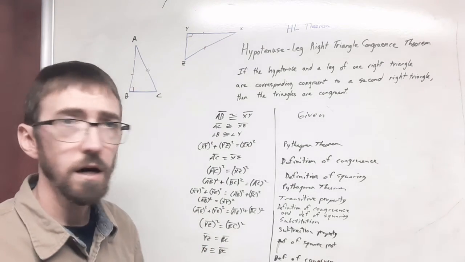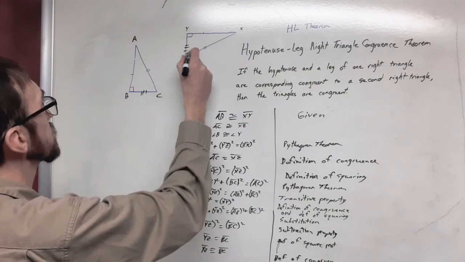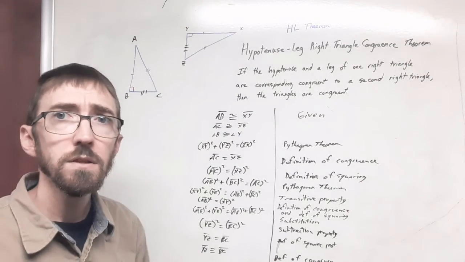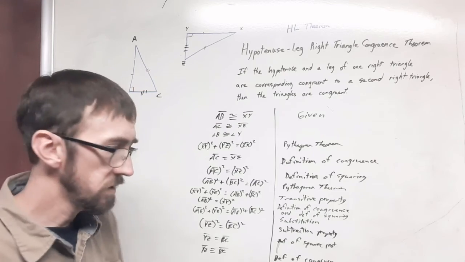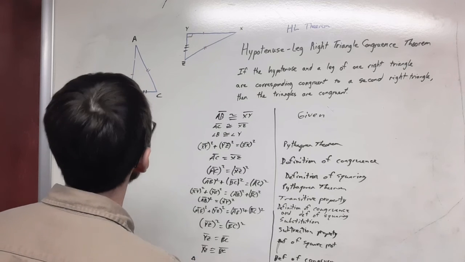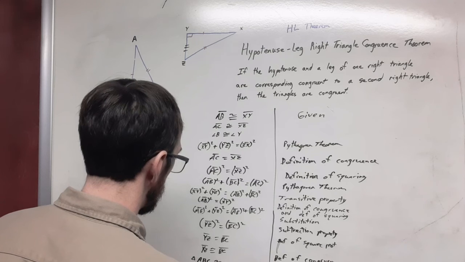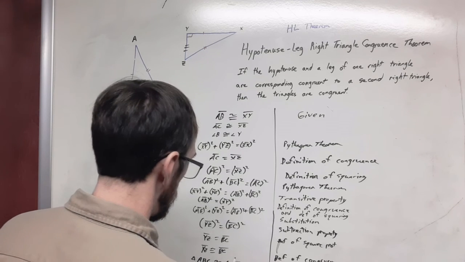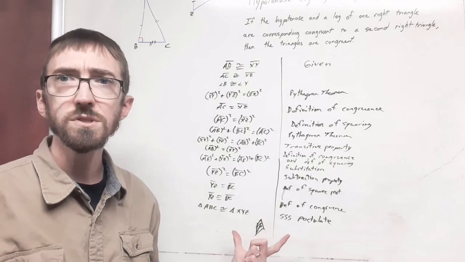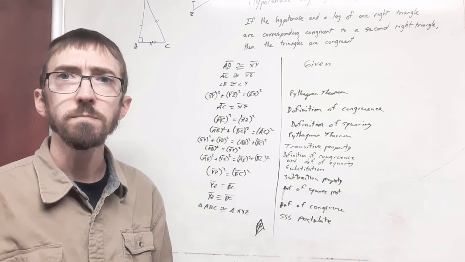And now at this point, I have where I can say that this is congruent to this, and so this triangle has to be congruent to this triangle by the side-side-side postulate. And so that's going to be our last statement here: triangle ABC is congruent to triangle XYZ. All right, so you can see the final steps here. We are done with this proof, and we have proven this theorem.